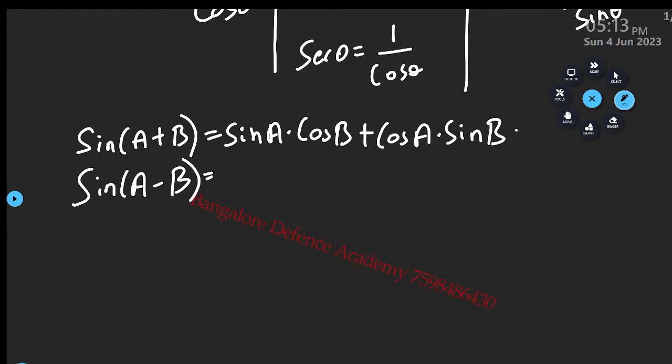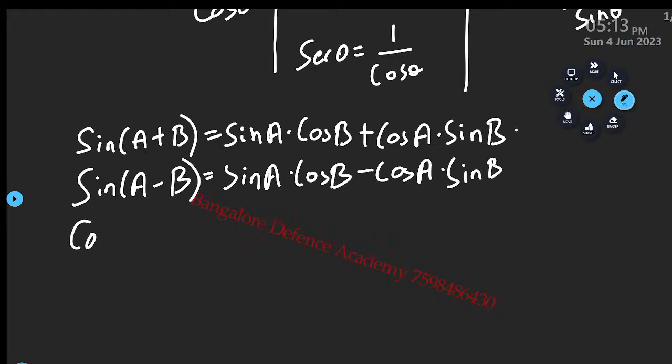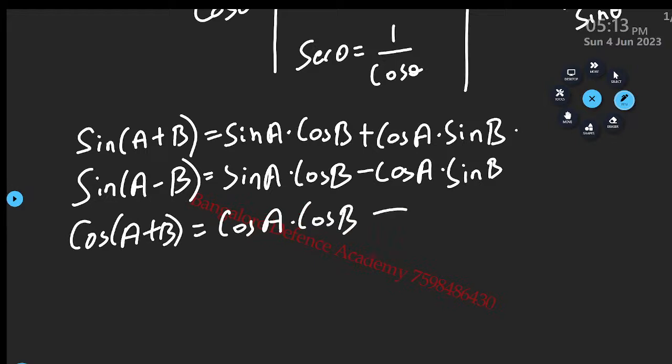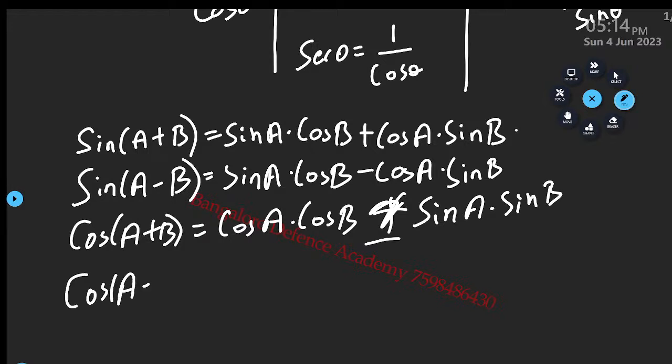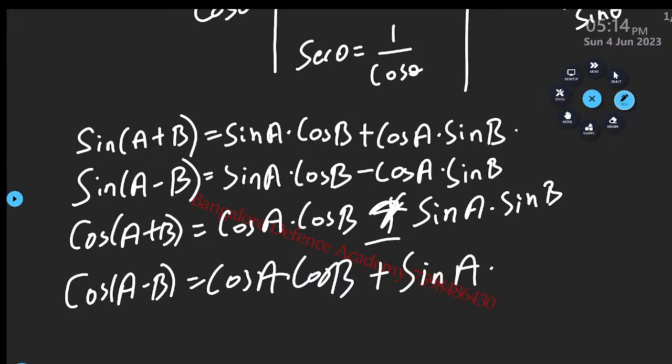Sin of A minus B is equal to sin A cos B minus cos A sin B, right? Basic formulas. Next, very important, cos of A plus B is equal to cos A cos B minus sin A sin B. Next you have cos of A minus B, that is cos A cos B plus sin A sin B, correct?